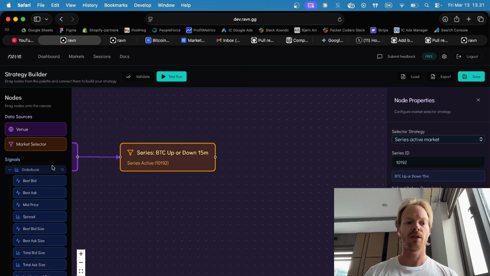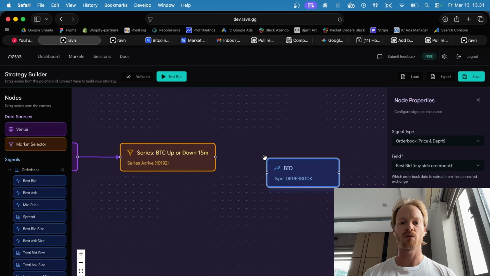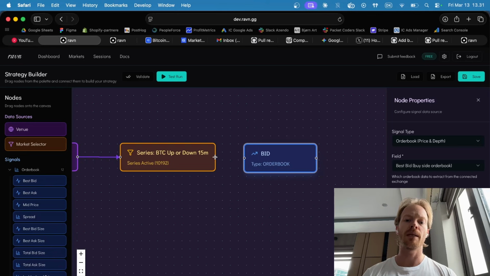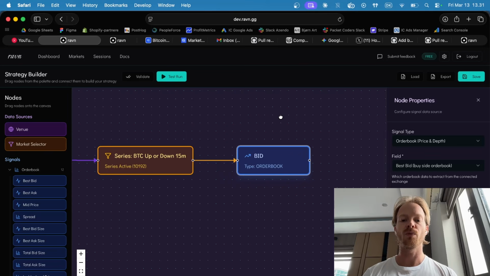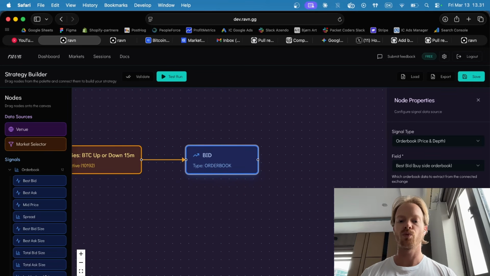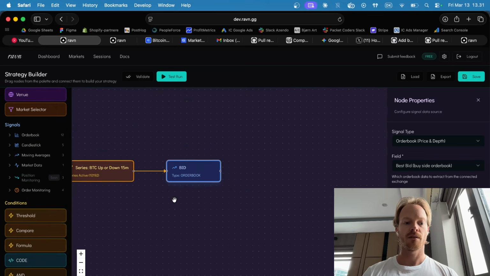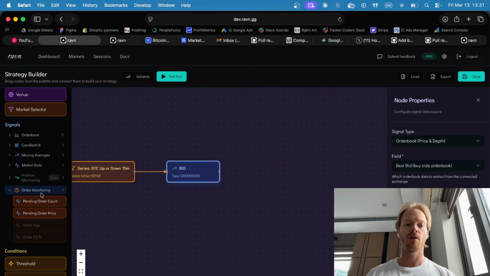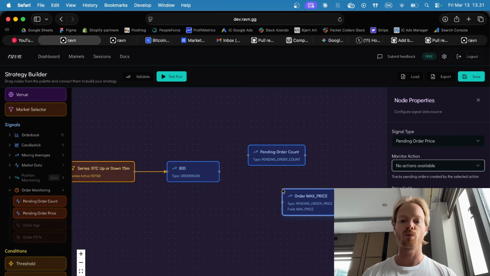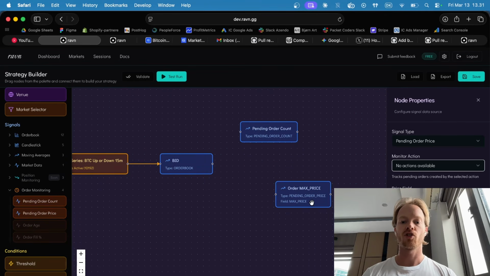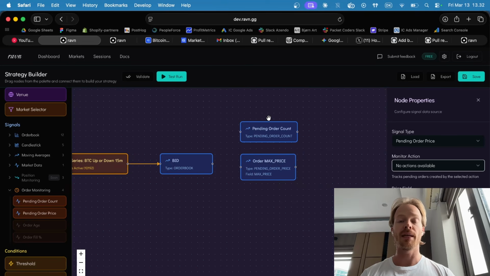And then we need a signal. We can take a signal from the order book, say the best bid. The strategy I'm trying to implement here is basically just placing resting limit orders on the order book. So for that we want the bid from the order book, because we want to place orders relative to the bid. Then we need some signals for order monitoring. Currently we have pending order count and pending order price, because we want to check how many pending orders we have, and also the price of any active orders that we might have.